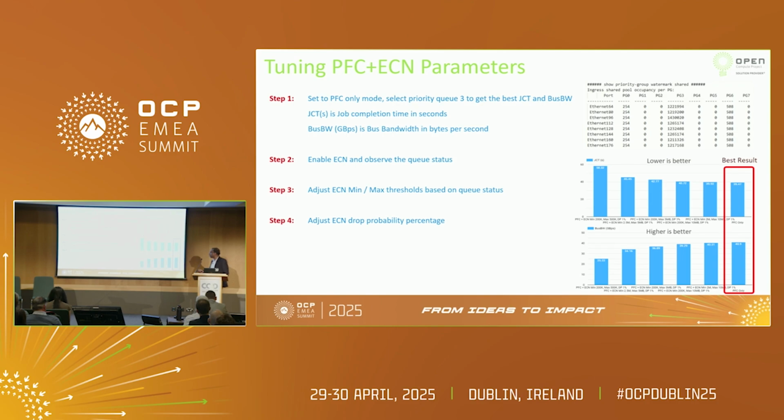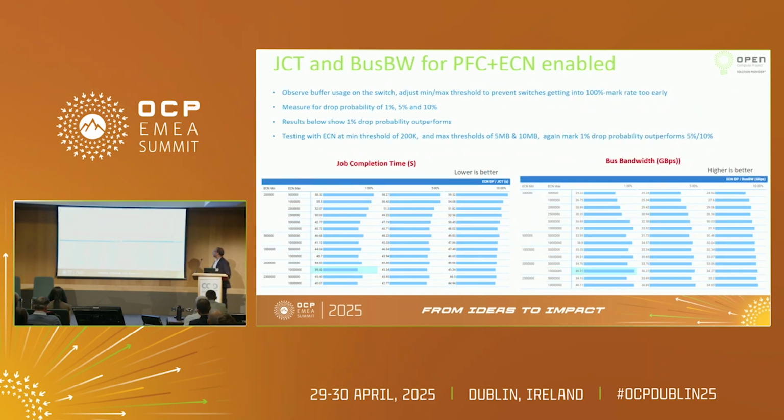Last is the drop probability. That again is done on different probability percentages. So we will just review that in the next slide. Here again, following up on the previous slide, you set the thresholds, you measure drop probability for a few percentages, 1%, 5%, or 10%, measured in these results. And you would see that for 1% and a minimum threshold of 2 megabytes and a maximum threshold of 10 megabytes had the best job completion time and also the best bandwidth or throughput.